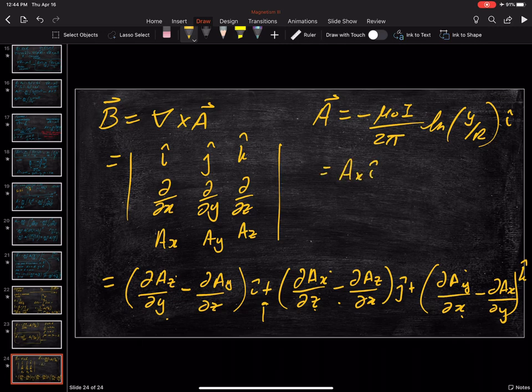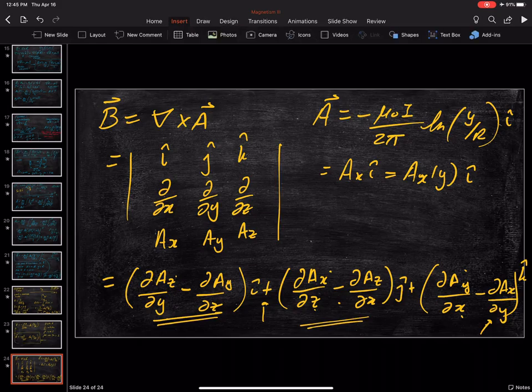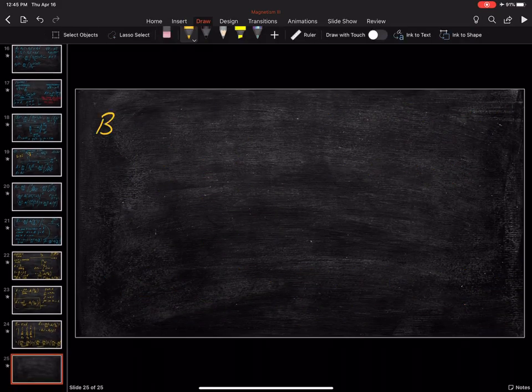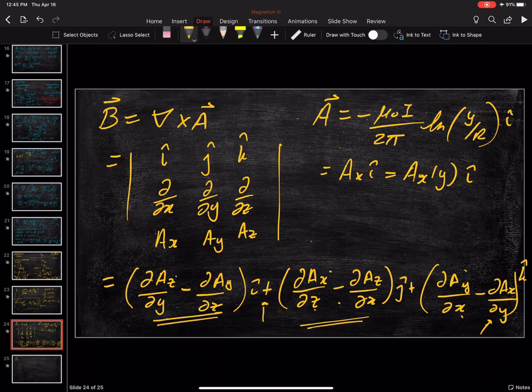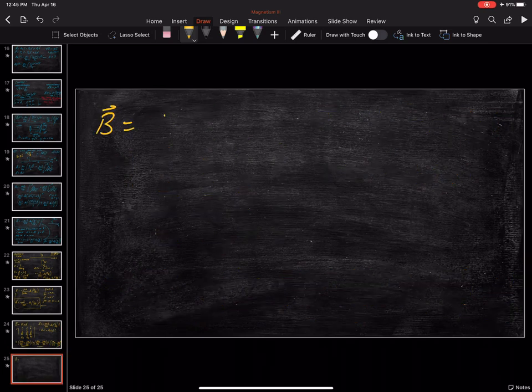So in this case we only have an x component. That means this is 0. And this thing here is A x of y only, so this is 0. The only piece that we have left is this last piece. And so in this situation, the entire curl breaks down to the only piece that's left, minus dAx/dy k hat, so the direction's right.